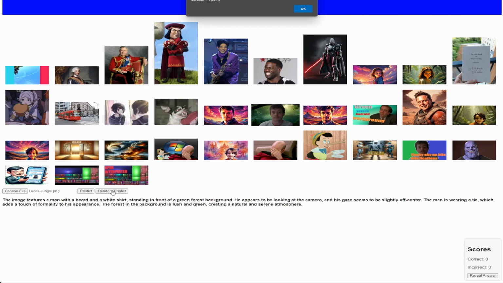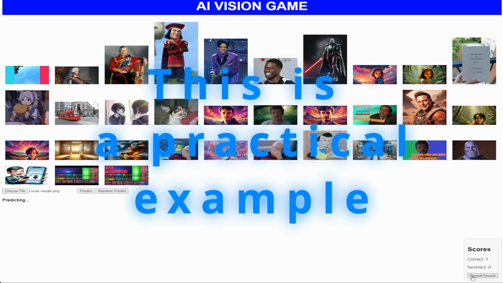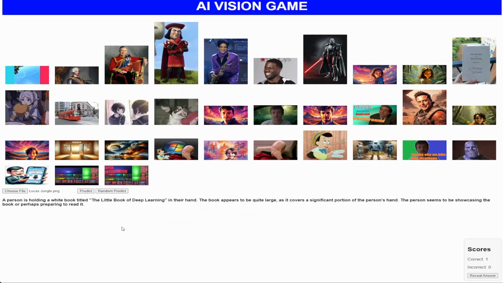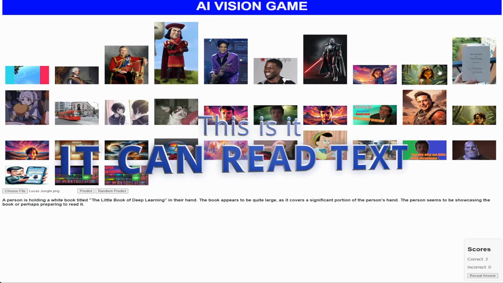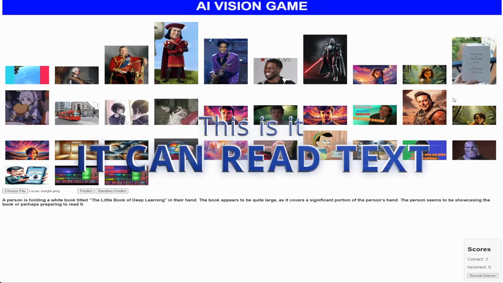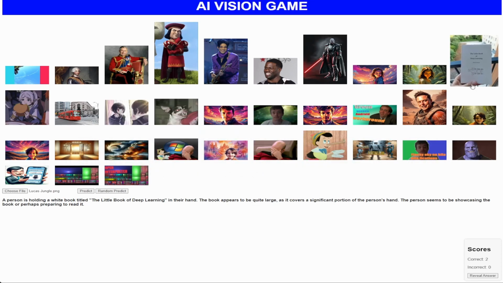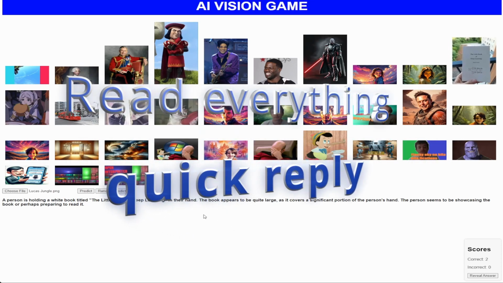Anywho, let's go another random predict. So the score gets tabulated down here in the bottom right hand corner. But as you can see, it does it very quickly. A person is holding a white book titled The Little Book of Deep Learning. So that's this one, I already know that, and it's written on it, so that helps. But as you can see, it can read text. It can read text and it notices the person is holding it with its hand, and it does it extremely fast.